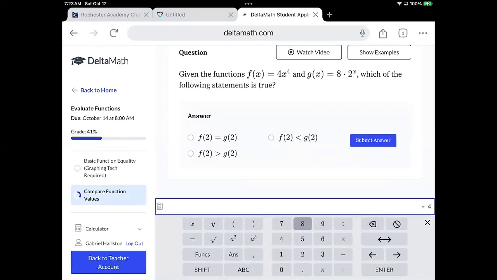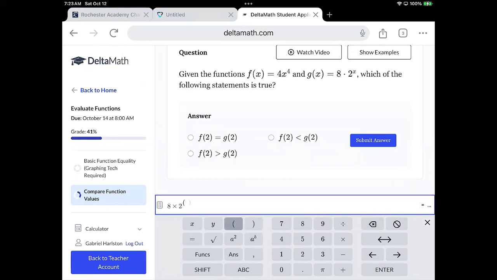So this is going to be 8 times 2 raised to the second power, and I got 32. Did I do that right?